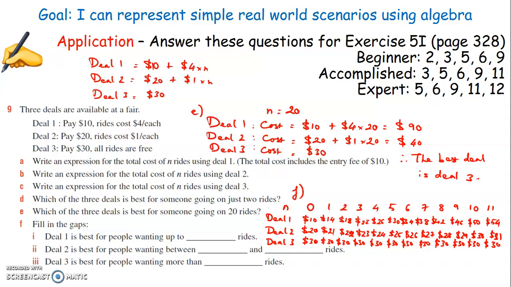So we can see here that deal number 1 is still good up to 3 rides. For deal number 2, it's the best one when you go on 4 rides and more, up to 10 rides. And for deal number 3, if you want to go on more than 10 rides, so 11 rides and above, you should go with deal number 3.